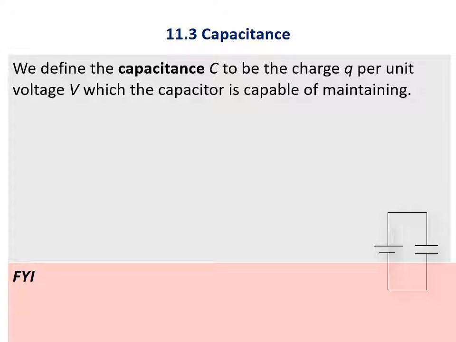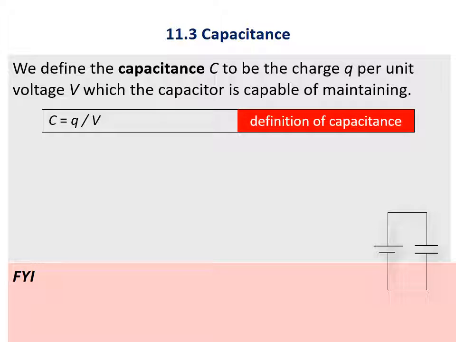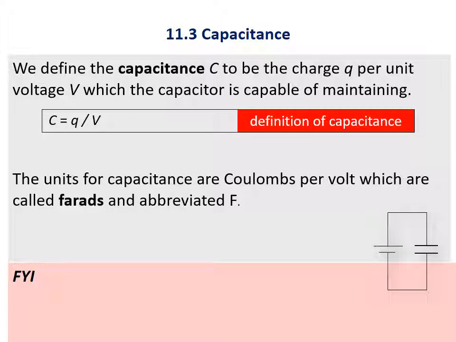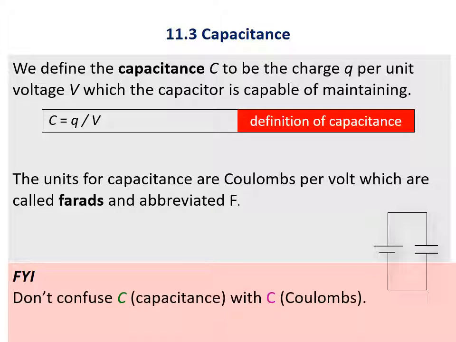So capacitance, capital C, is defined to be the charge per unit voltage which the capacitor is capable of maintaining. The definition is given, C equals Q over V. The units for capacitance are coulombs per volt, which has a special name. It's called the farad, after Faraday, and it's abbreviated capital F. So capacitors, the more farads, the more charge per voltage you get from that capacitor.